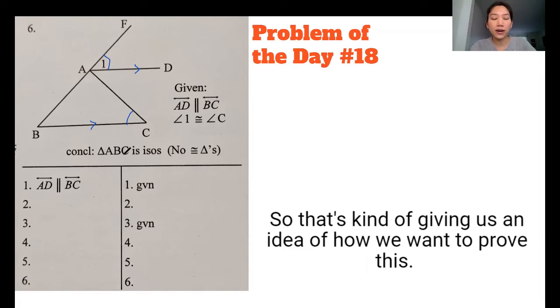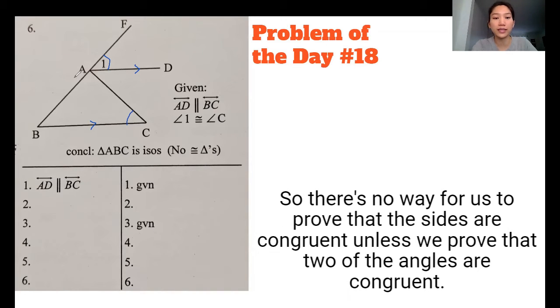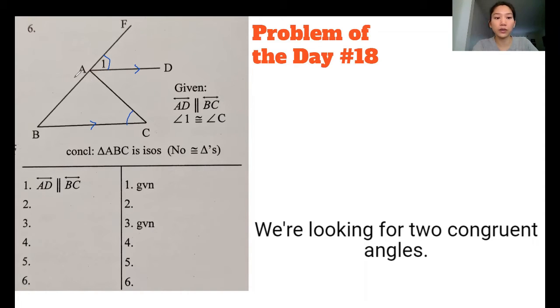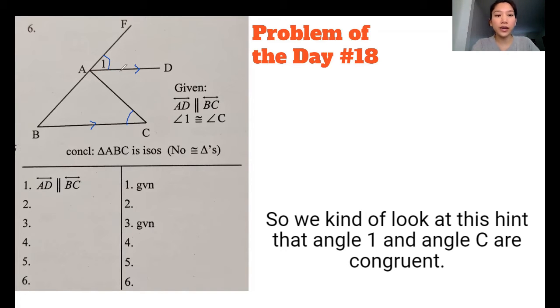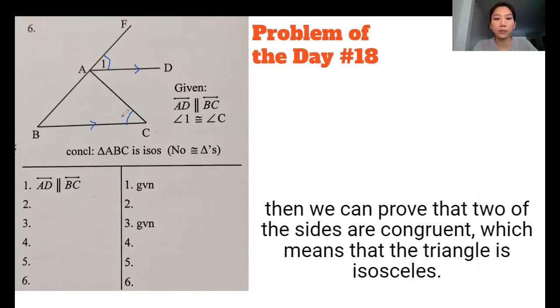So that's giving us an idea of how we want to prove this. We want to prove that the triangle is isosceles, but they haven't given us any sides. So there's no way for us to prove that the sides are congruent unless we prove that two of the angles are congruent. So that's what we're looking for: two congruent angles. We look at the hint that angle 1 and angle C are congruent. If we can find an angle that's congruent to angle 1 or angle C, then we can prove that two of the sides are congruent, which means that the triangle is isosceles.